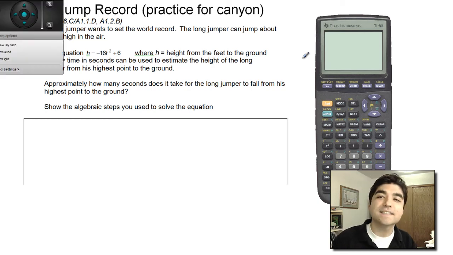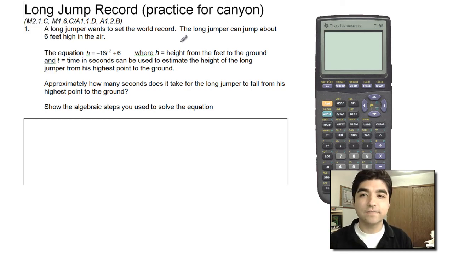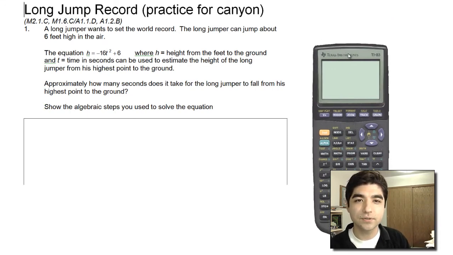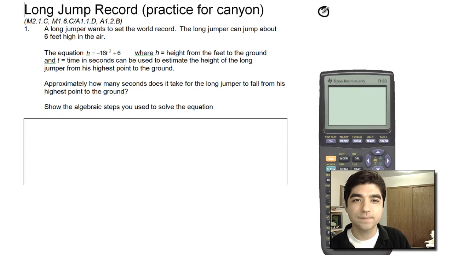Hey there, this is the practice task for Marble Canyon, and I called it long jump record. The situation is that a long jumper wants to set the world record, and the long jumper can jump about 6 feet high up in the air. So let me draw a cool picture. So we got a long jumper, and he can jump up about 6 feet.